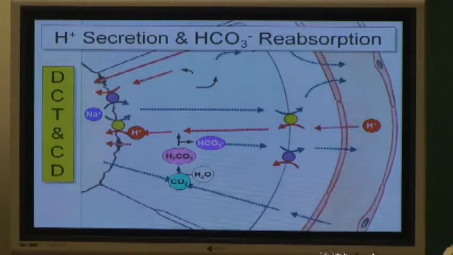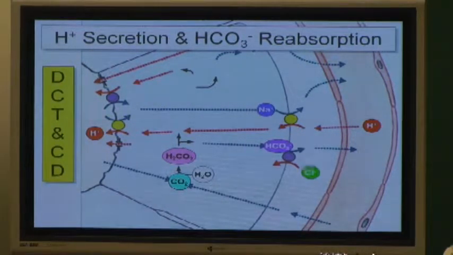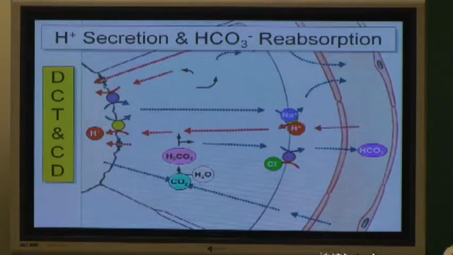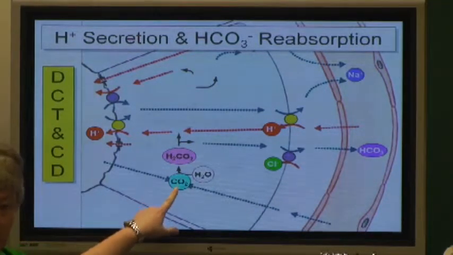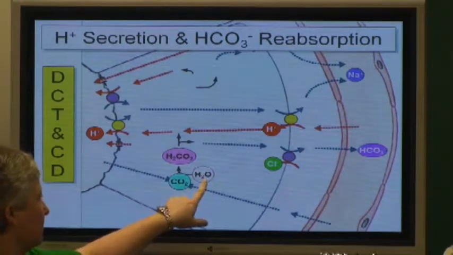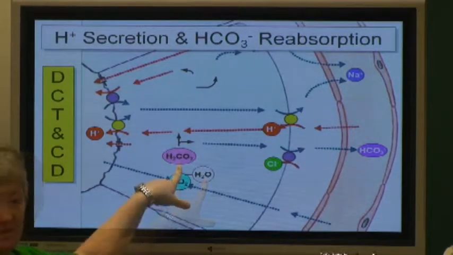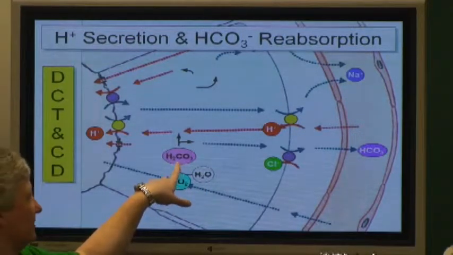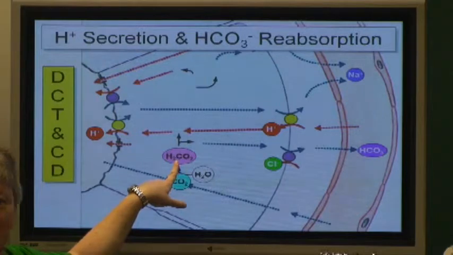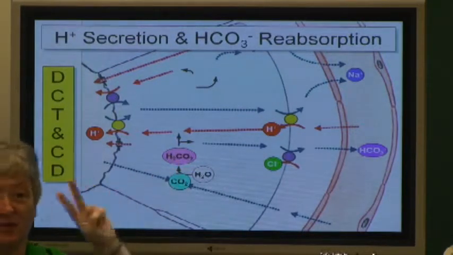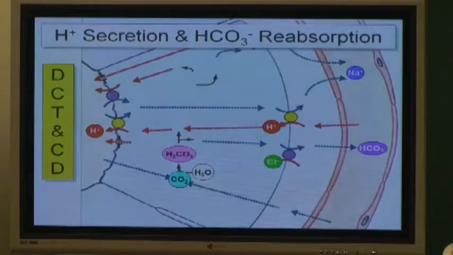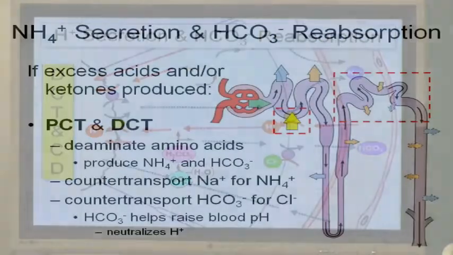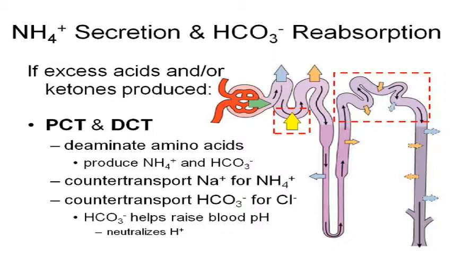The hydrogen is going to get swapped for the sodium over here. The bicarbonate is going to get reabsorbed over here, for chloride. Remember when we talked about this in the red blood cell? Carbon dioxide diffuses in, combines with water in the presence of what enzyme? That's carbonic acid, so the enzyme is called carbonic anhydrase. The two places that you have that enzyme are inside your red blood cells and your kidney tubules. The kidneys can also excrete or secrete ammonia.